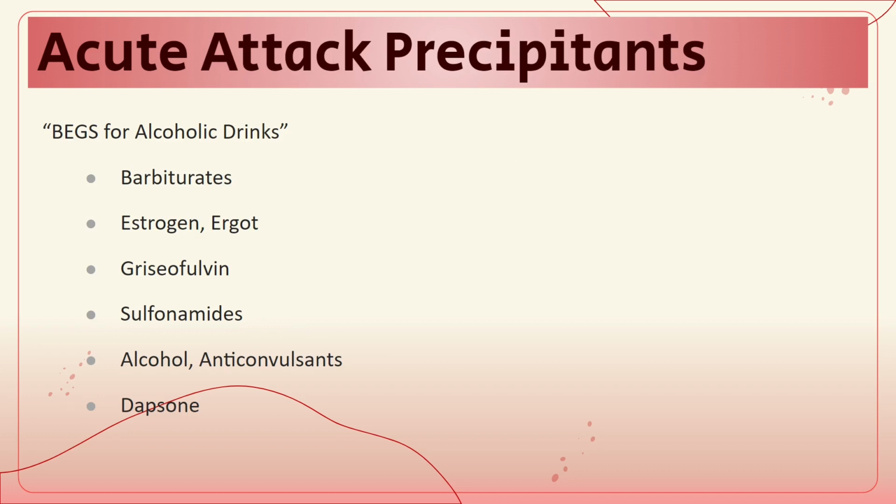Your precipitants for acute attacks of acute porphyria are listed here. Good mnemonic: begs for alcoholic drinks. So that includes barbiturates, estrogens, ergot, griseofulvin, sulfonamides. Alcoholic does alcohol. You can also lump in anticonvulsants with that, as well as dapsone.